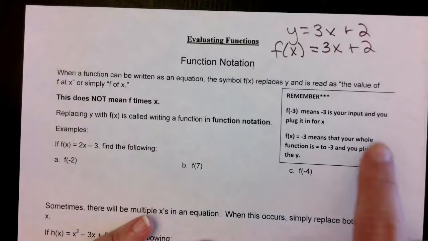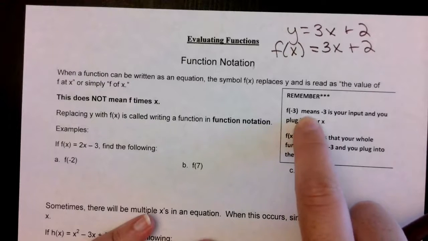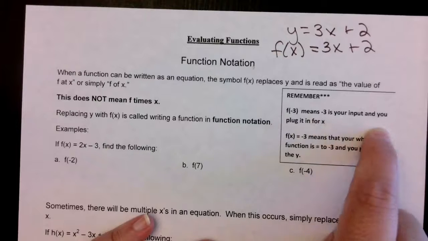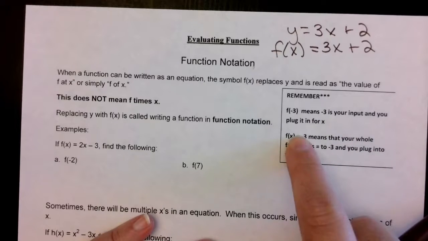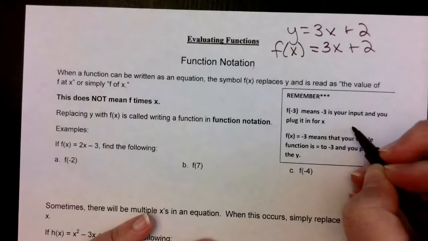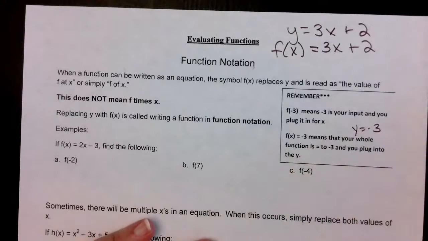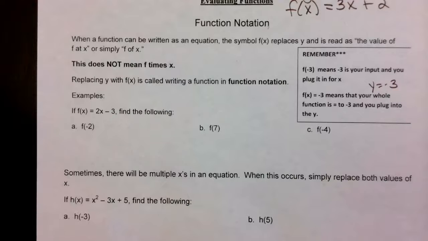So we can look at the side here. It says f of negative 3 means negative 3 is your input, and you're going to plug in for x. We're not looking at this today, but if it said f of x equals negative 3, that means your y equals negative 3, and you're actually solving for x. But we're only going to look at the beginning steps. So replacing y with f of x is called writing a function in function notation.